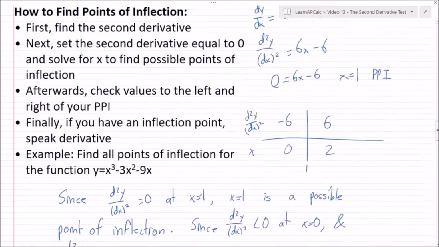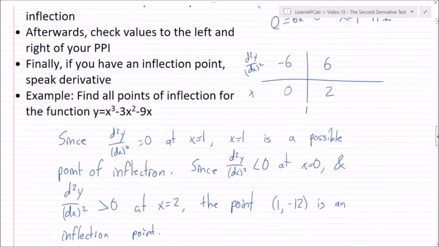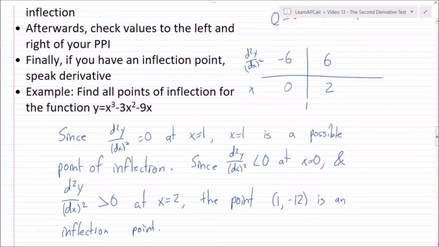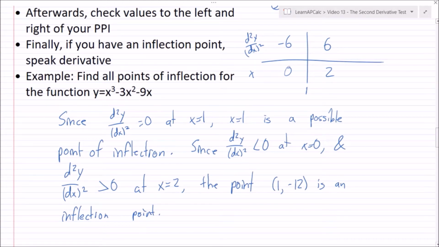So to sort of recap, we went through, we got our second derivative, set it equal to 0, solved for x, and we got x equals 1. We then made sure that to the left was concave down, and to the right was the opposite of that, concave up. And since we knew x equals 1 is an inflection point, we then just had to speak derivative and say why x equals 1 was an inflection point.